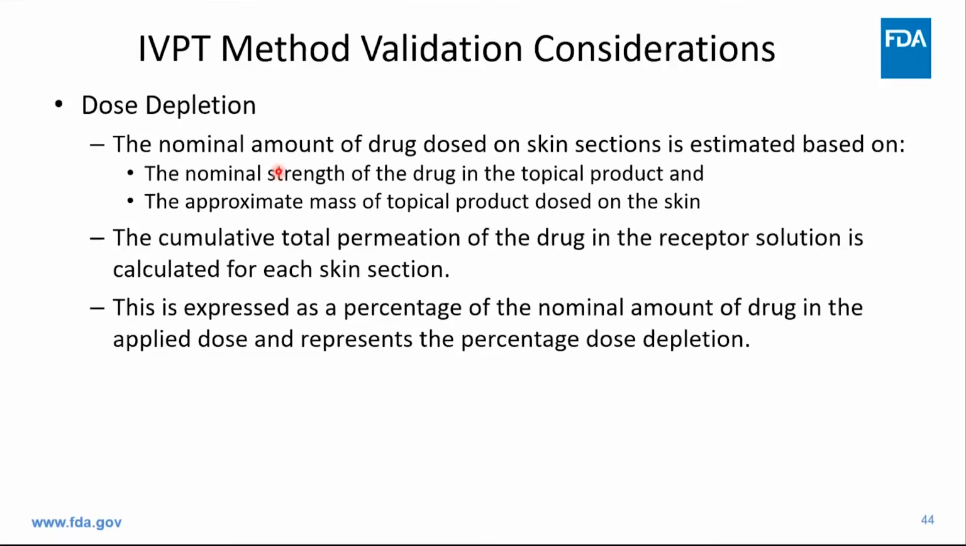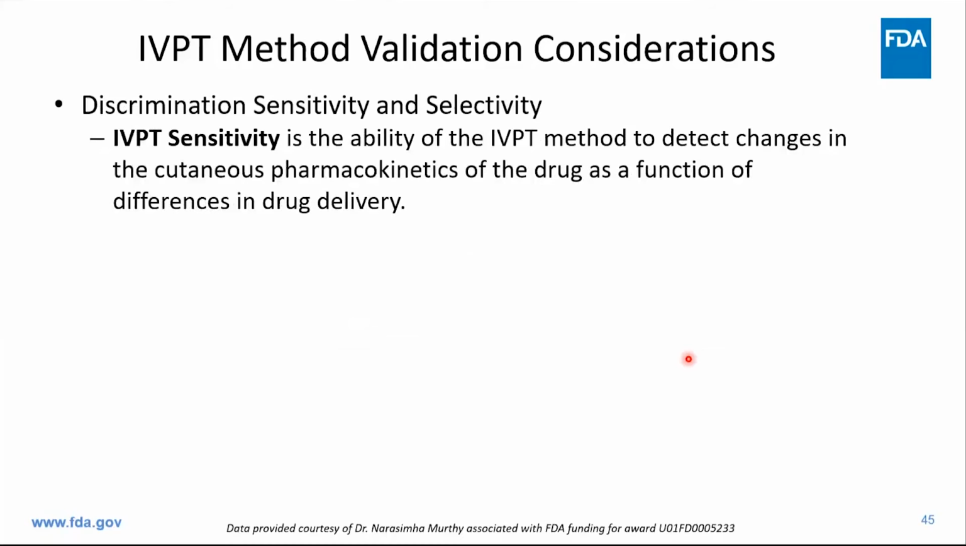This is done just based upon some simple calculations where the nominal amount of the drug dosed on the skin sections is estimated based upon the nominal strength of the drug in the topical product. So it might be a 5% drug in product or 1% drug in product. So you know what that nominal strength is, and then you look at the approximate mass of the topical product dosed on the skin. For example, 10 milligrams of a product that's at 5% strength. Well, you know how much drug was applied on the surface of the skin. Now you compare that with the cumulative total permeation of the drug in the receptor solution across the study, and then you express this cumulative amount permeated as a fraction of the amount dosed on the skin. This is expressed as a percentage of that nominal amount, and that's essentially what you would report as the dose depletion. Typically, that's relatively small.